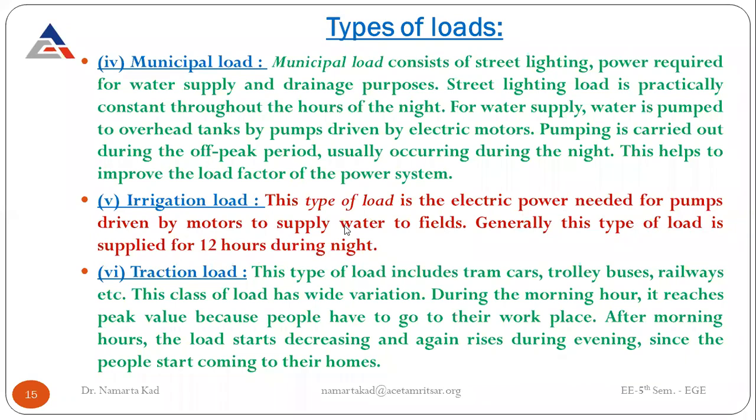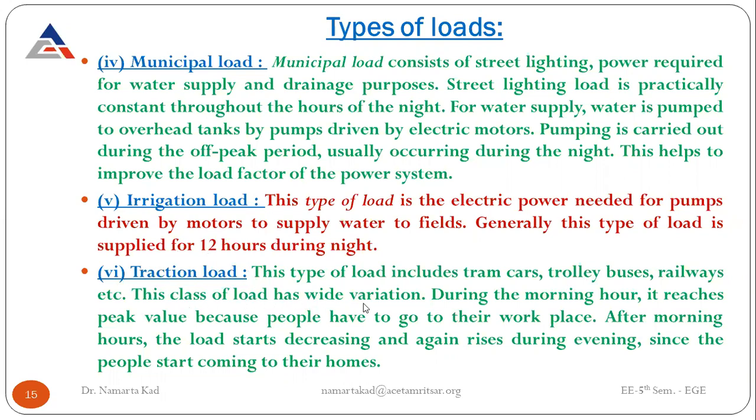Next is the traction load. So this type of load includes the tram cars, trolley buses, railways, etc. As we know, in today's scenario, most of the railways work on electricity. The old coal running railways are not there now. So railways generally work on electricity, so their type of load consists of the traction load.